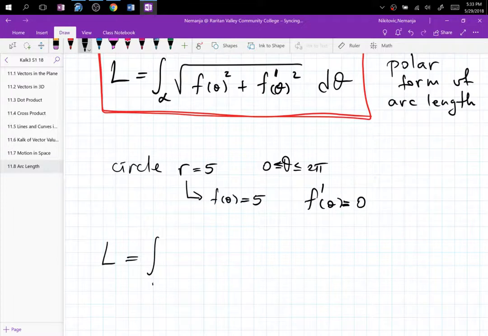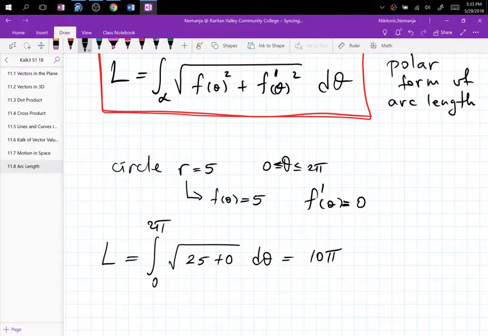The arc length from 0 to 2 pi, those are the limits on the angle, square root of, I have f theta squared, that's going to be my 5, so that's 25, plus 0, d theta, and the answer is clearly 10 pi. Square root of 25 is 5, and then when you integrate 5, you get 5 theta, plug in 2 pi, 5 times 2 pi is 10 pi. And that's actually what we were looking for, this circumference.